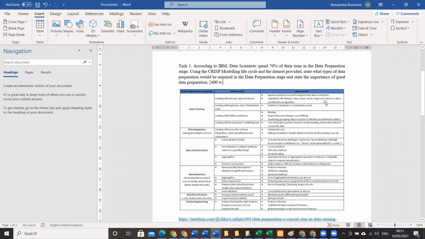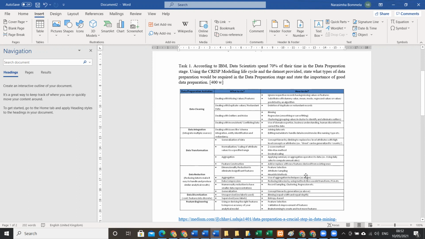This table contains everything. The only thing is you are supposed to read about these facts and activities and understand what these concepts mean. What do you mean by handling missing values? What do you mean by dealing with duplicates, dealing with outliers? You need not mention everything. Make sure that areas 1, 2, 3, 4, 5, 6 are there. For each section, try to write a maximum of 100 words.